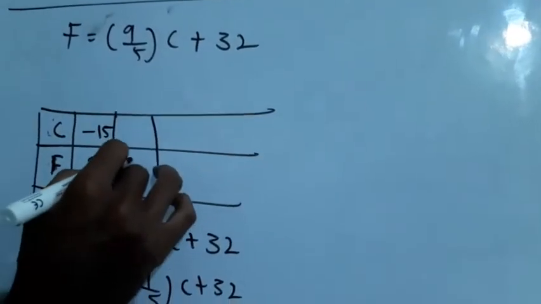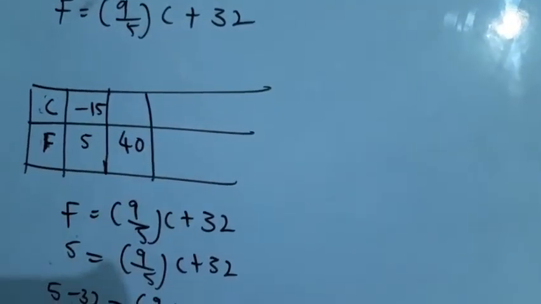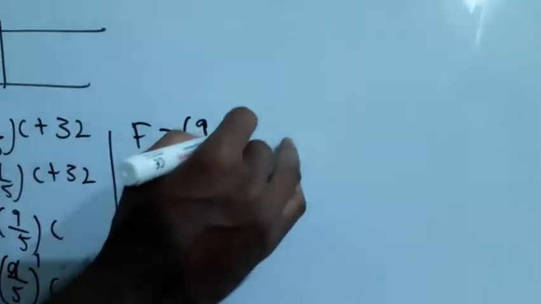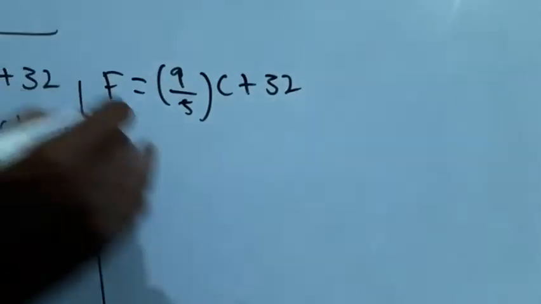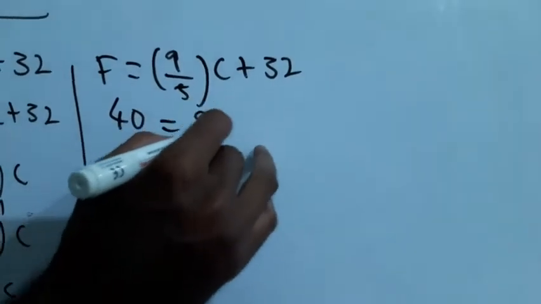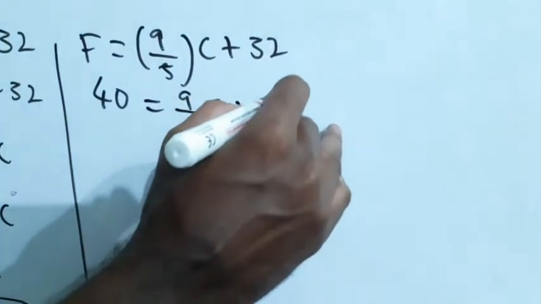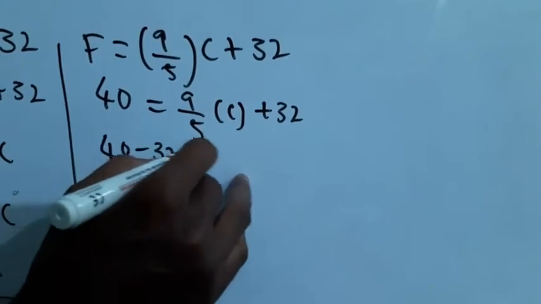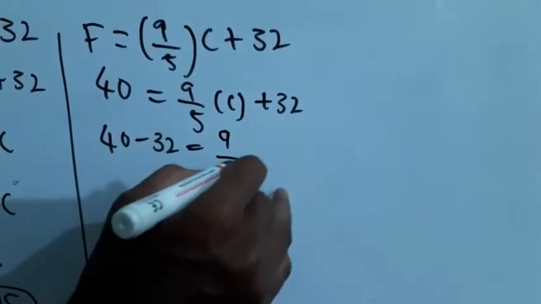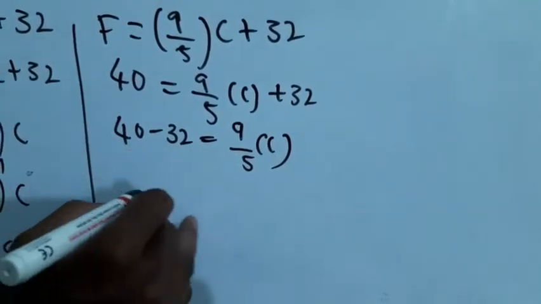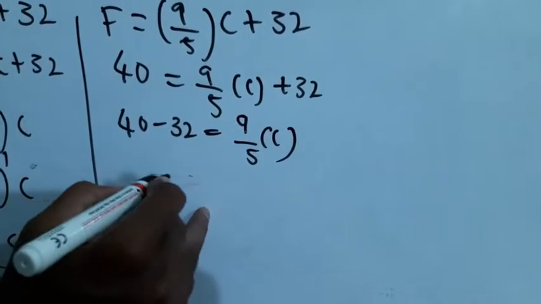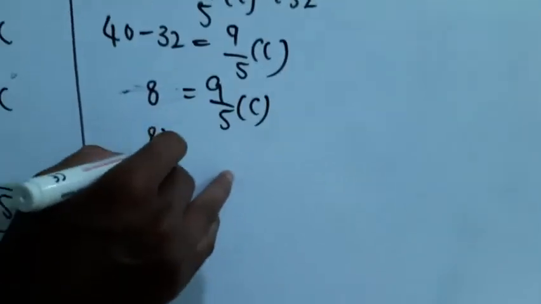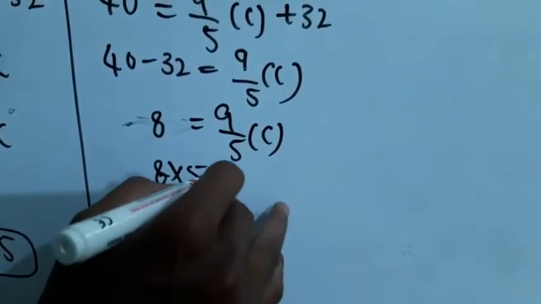When F is equal to 40, F is equal to 9/5 into C plus 32. 40 is equal to 9/5 into C plus 32. 40 minus 32 is equal to 9/5 into C. 40 minus 32 is nothing but 8. 8 is equal to 9/5 into C. 8 into 5 divided by 9 is equal to C.